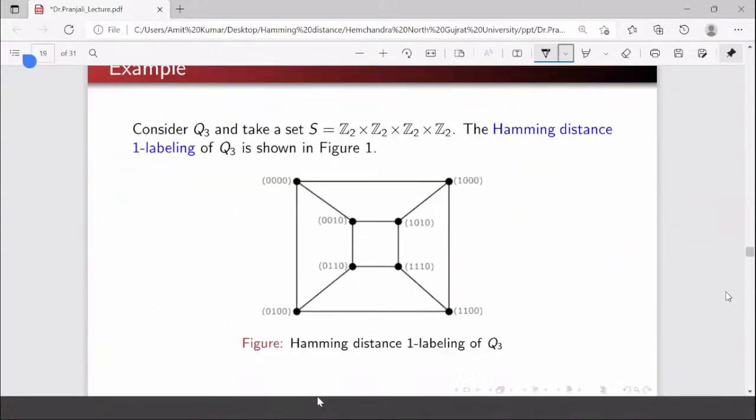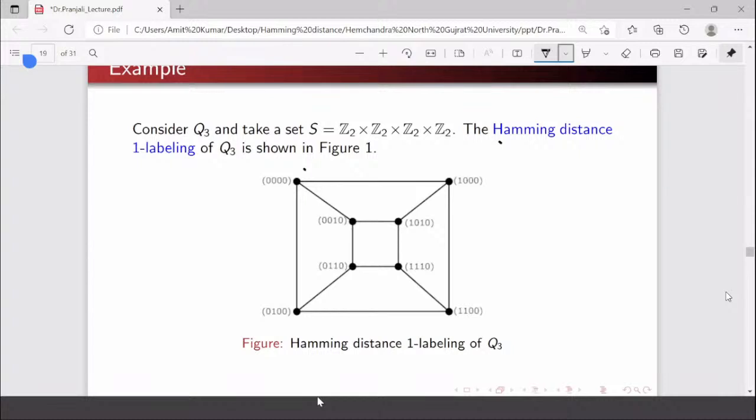So let us look at an example of Hamming distance 1 labeling. Whenever there is an adjacency, I should label that vertex with a vector in such a way that the Hamming distance is 1. Now, what about the non-adjacency?